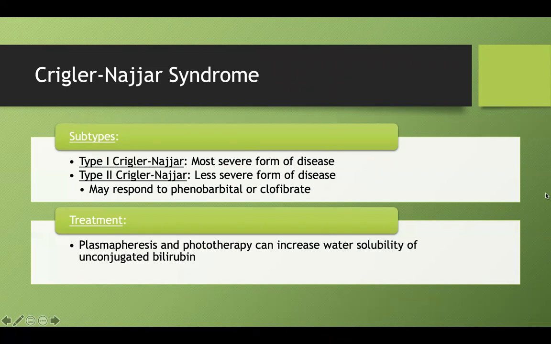And to treat this, as you can do with other conditions that cause unconjugated hyperbilirubinemia in newborns, you can either do a plasmapheresis or you can do phototherapy. And both of these, what they'll do is they'll increase the water solubility of unconjugated bilirubin. Notably, none of these treatments actually conjugate bilirubin, and they will try to trick you on a test, especially with the next condition we'll talk about.